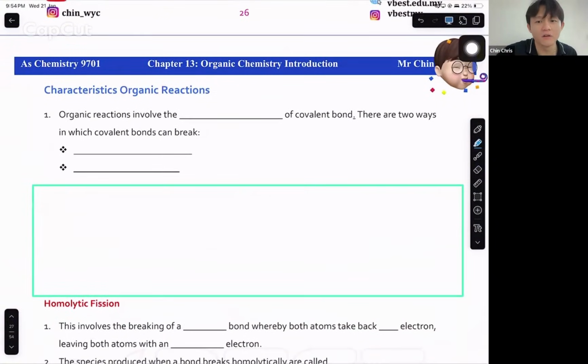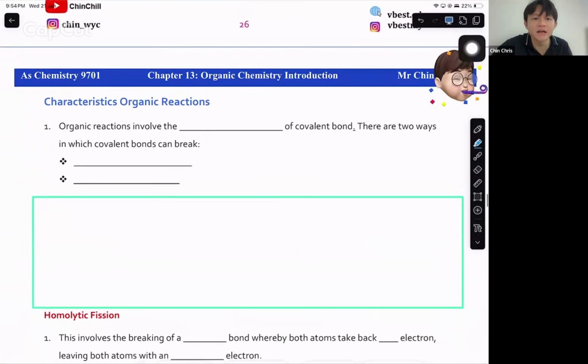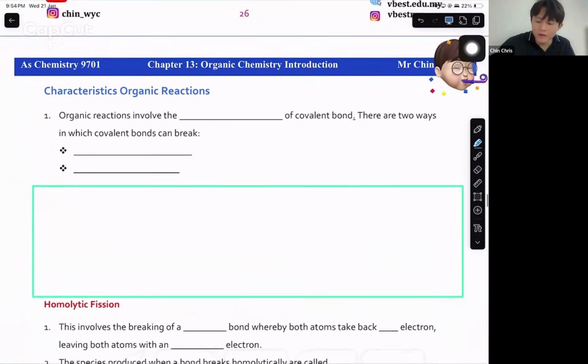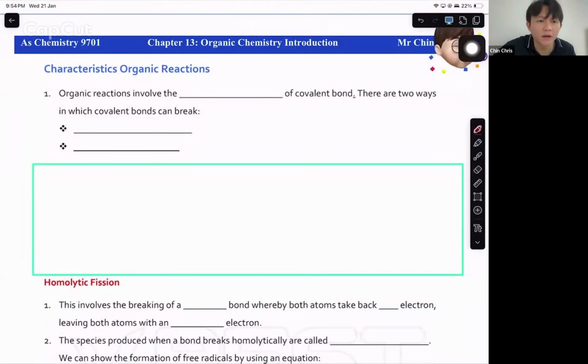Characteristic of organic reaction, page 27 now. So guys, whenever we look at any organic reaction, how a reaction occurs, it's always either breaking a covalent bond or forming a covalent bond. There are two ways a covalent bond can break. It could either be a homolytic fission, or it could be a heterolytic fission.